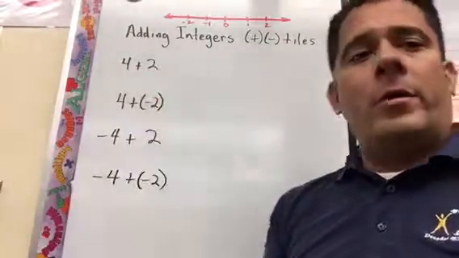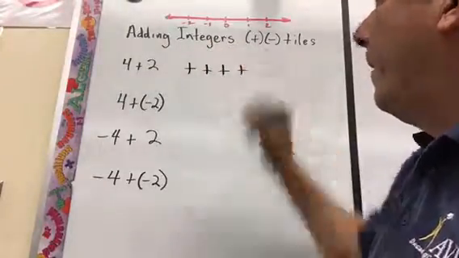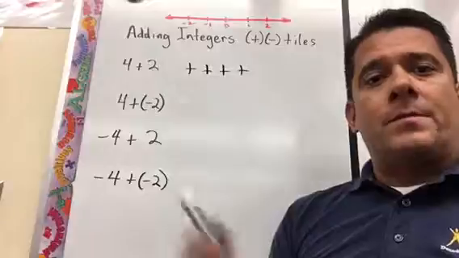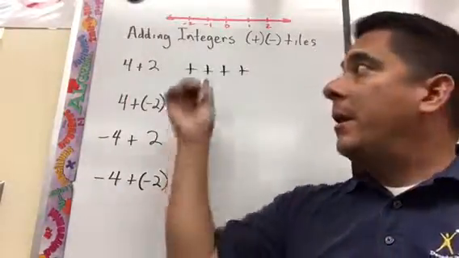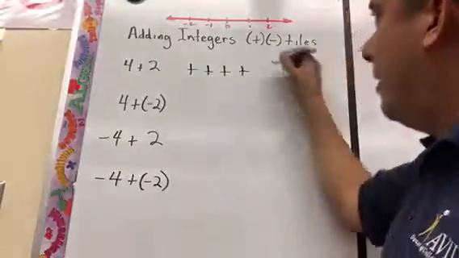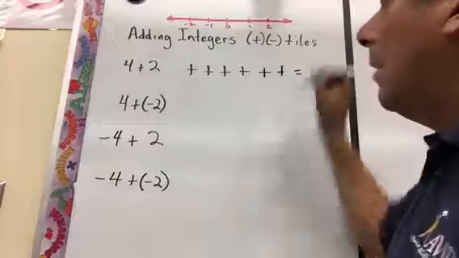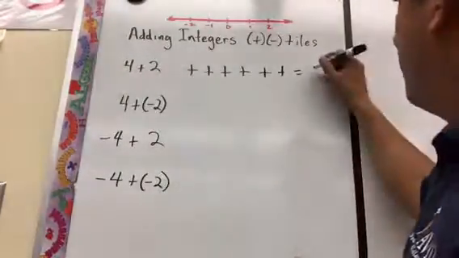Now, the 4 would be represented as 4 plus tiles. That's a collection of tiles, whereas we add 2 to that collection of tiles. And these are also positive tiles. Now, when we add those, that will now give us 6 positive tiles. So 4 plus 2 is 6.